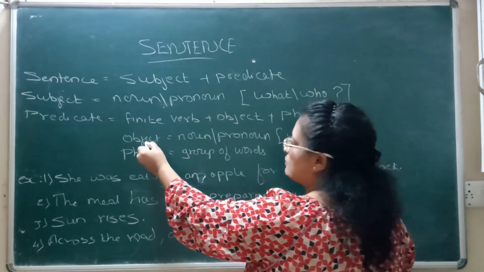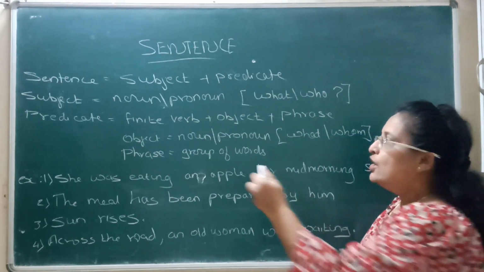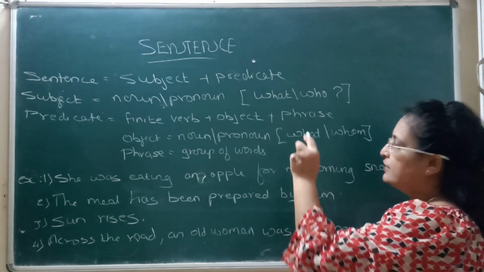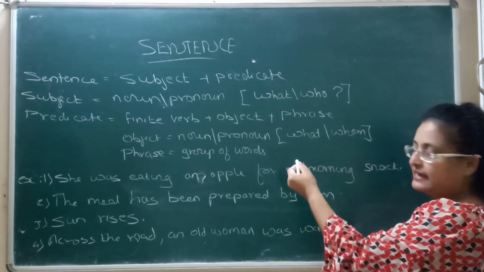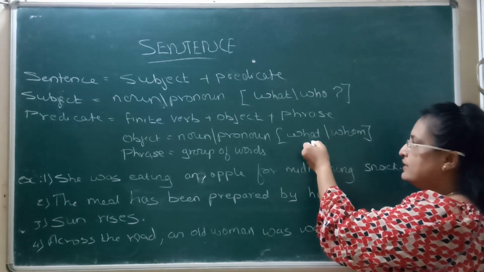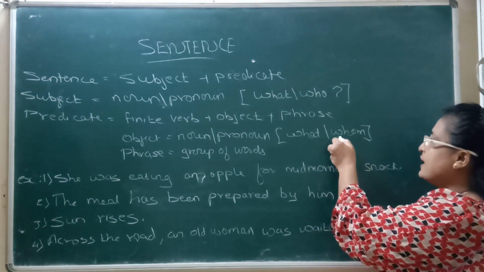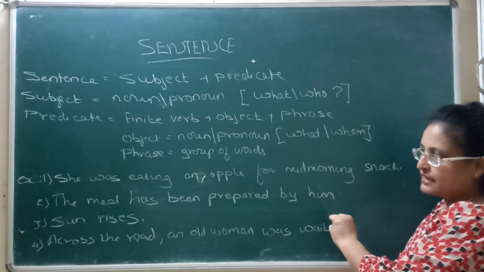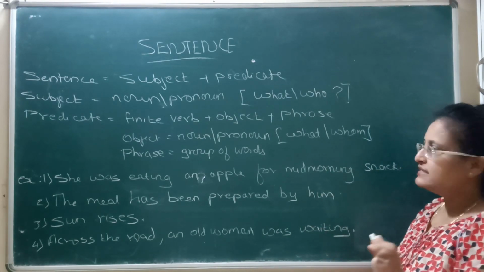Now, when you say object, how do you find the object? Object is also made up of either a noun or a pronoun. For this, again the question is what for non-humans, and if the object is a human being, then you can ask the question who. Again with examples, I'll explain how exactly you can identify an object from a sentence.